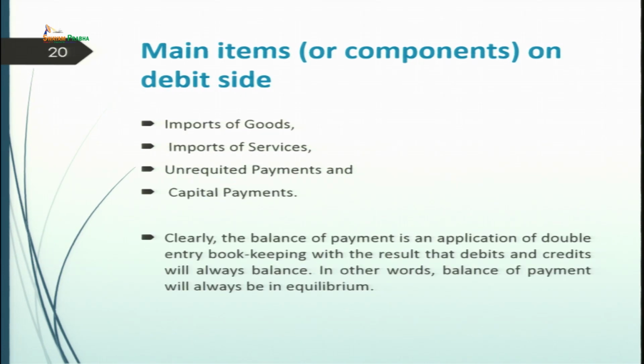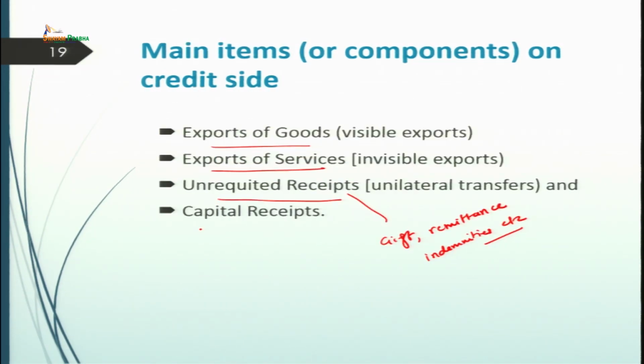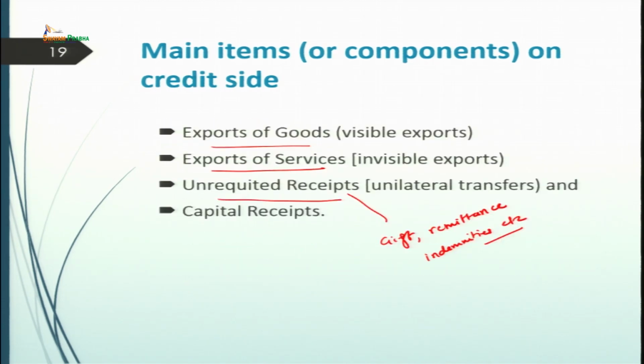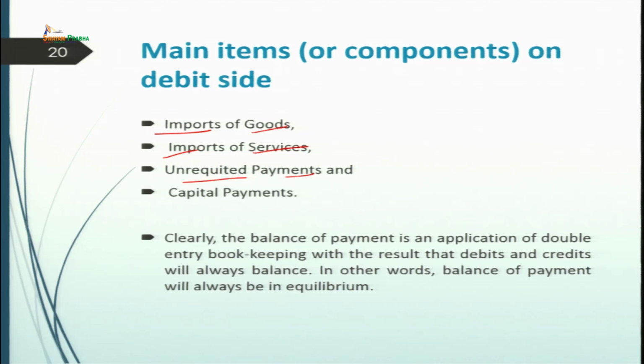And the debit side of the balance of payment is going to consider the import of goods and services and unrequited payments. Here unrequited receipts are there, capital receipts are there. When it comes to the debit side, unrequited payments and capital payments are there. In the previous case the export of goods was on the credit side; here on the debit side, import of goods and import of services are going to be.